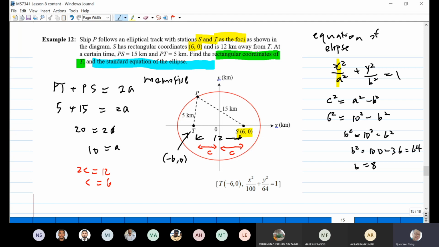So the equation of the ellipse is x squared over a squared, a equals 10, plus y squared over b squared, b equals 8, equals 1. So that is how you get an equation like this. This is example 12.